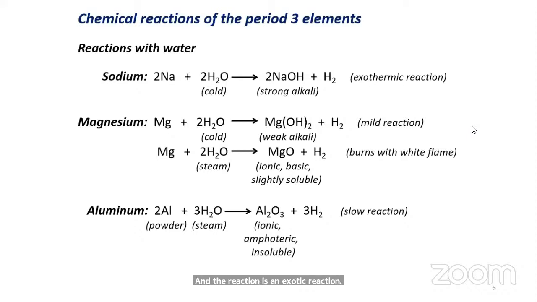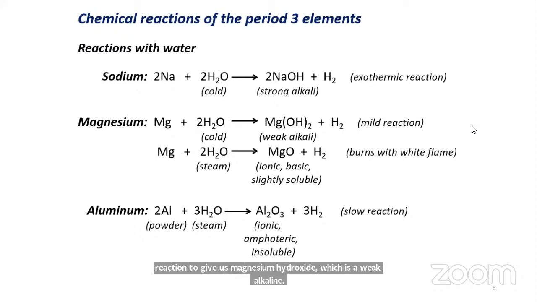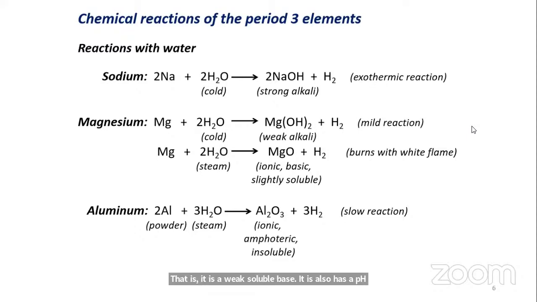Magnesium reacts with both cold water and steam. The reaction with cold water is a very mild reaction. It's a slow reaction, but it reacts with cold water to give us magnesium hydroxide, which is a weak alkali. That is, it is a weak soluble base. It also has a pH of greater than 7, but it is weaker than sodium hydroxide.